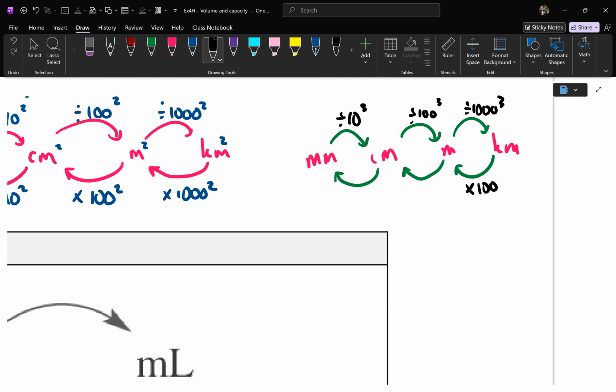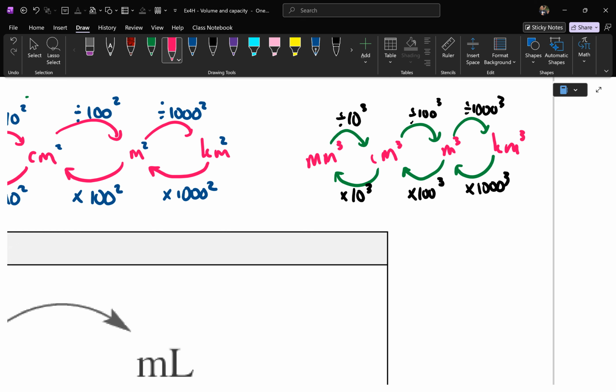So copy this one down. If you're likely to forget these ones. Oops, sorry, that should be 100. So copy that down if you have volume units. And how do you know it's volume? It should have a cube on it.